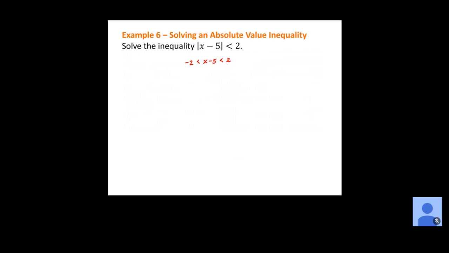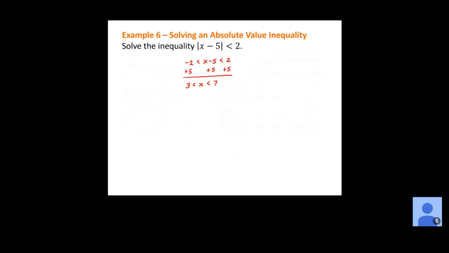All right, now we just need to solve that. This is similar to that second example that we looked at, so I can just add 5. But if I do that, that means I got to add 5 everywhere. So add it to the negative 2 and the positive 2. So in this case, negative 2 plus 5 is going to give us 3, is less than x, is less than 2 plus 5, which is 7. So that would be our solution in this case.